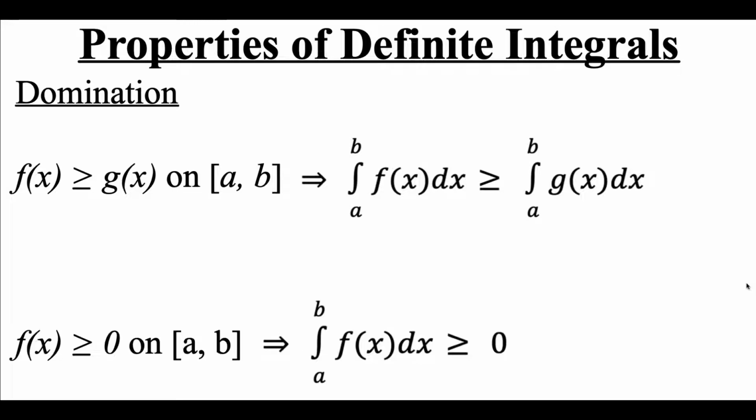Now we can also look at this in terms of our function being greater than or equal to 0 on that interval from a to b. If our function is greater than or equal to 0, then the integral from a to b of our function has to be a positive value, has to be greater than or equal to 0. And that should make sense based on what we've talked about. Functions that are above the x-axis are going to have positive integral answers because they are above the x-axis.